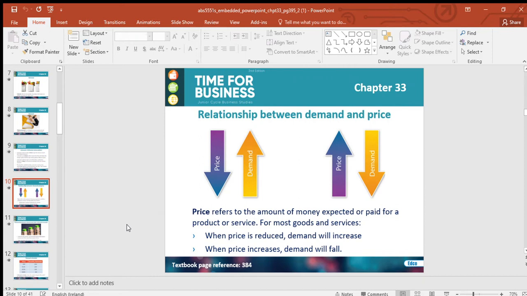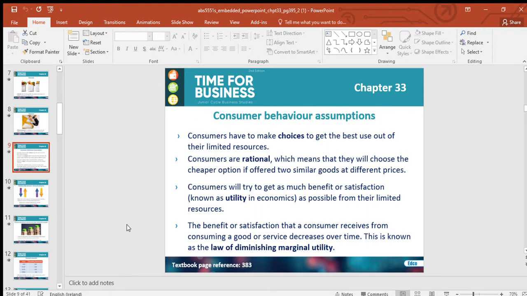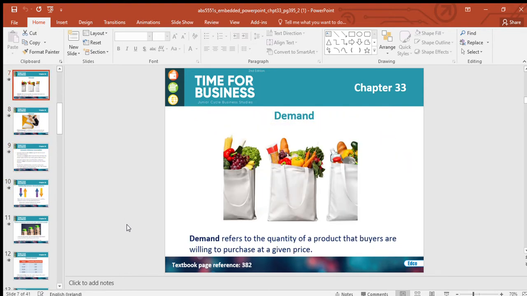This is our next class on demand and supply. Quickly to go over something we looked at the last day. The last day we focused on demand, and we looked at the fact that demand is the quantity of a product that buyers are willing to purchase at a given price. So the demand is basically the interest in buying something. If there is no demand, that means there's nobody willing to buy.